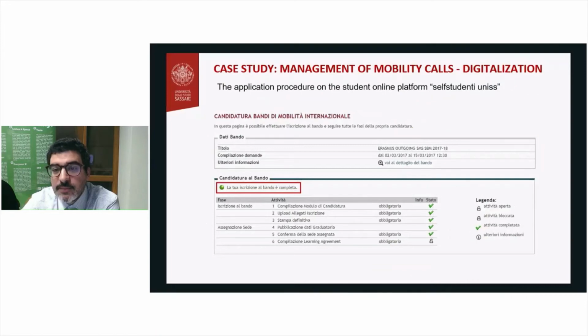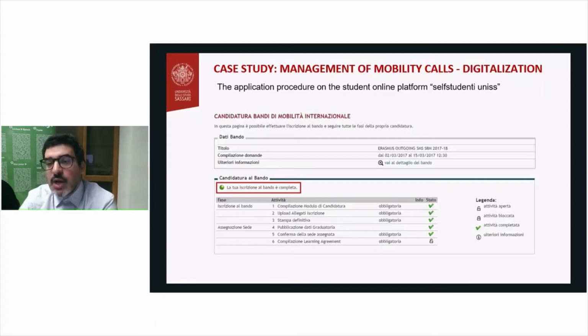the online database. Now, this is just an image of something that we have implemented. We have a digital platform that is called Self-Studenti Unis. It is a platform which is connected to the general student administration office, and it makes it possible for the student to upload documents and upload information and connect the information they enter with their own records.